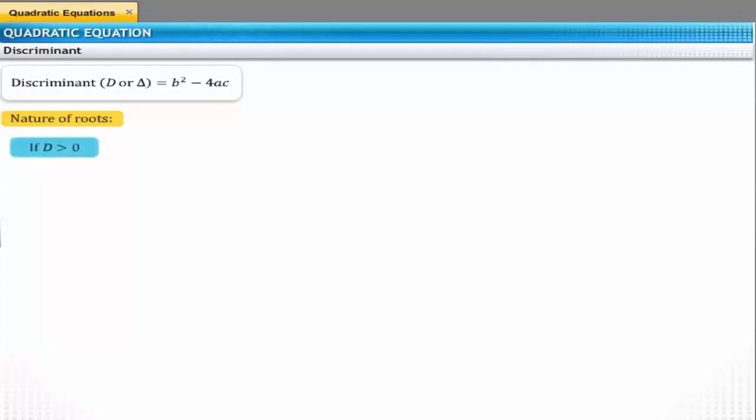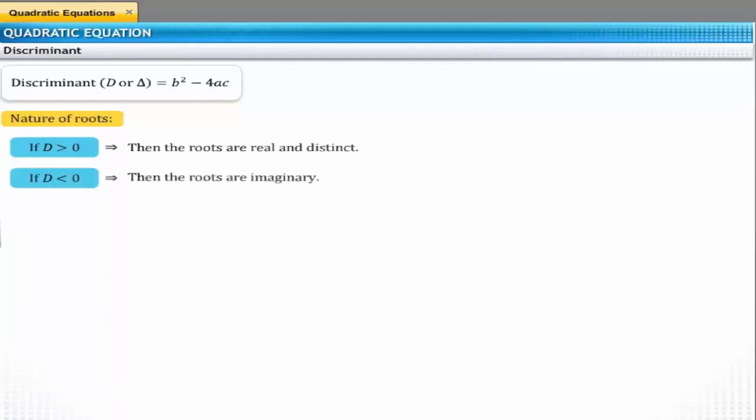If d is greater than 0, then the roots are real and distinct or unequal. If d is less than 0, then the roots are imaginary. If d is equal to 0, then the roots are real and equal.